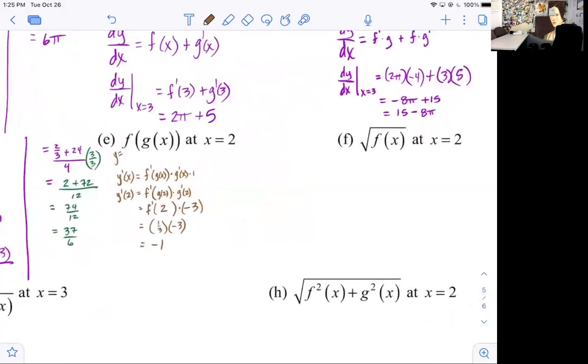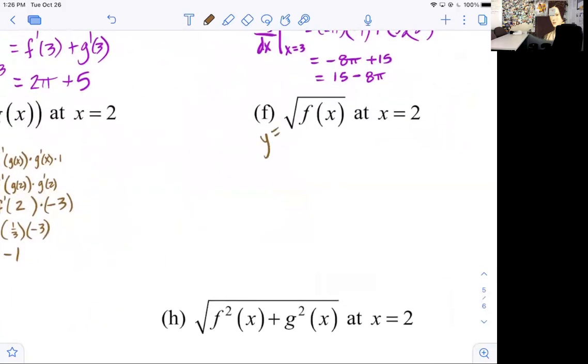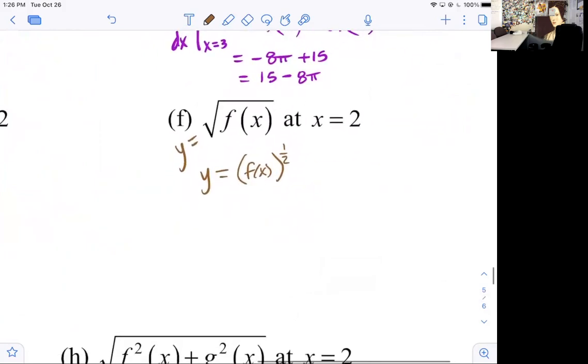All right, letter F. We got the square root of F of X. So let's call that Y equals. Got to rewrite that, right? Y equals F of X all to the 1/2 power, right? Now that's going to be a chain rule. So I'll go back to Leibniz notation, dy dx. Working from the outside in, blob to the 1/2 becomes 1/2 times blob to the -1/2. And then the blob gets rewritten times the chain rule, the next link in the chain, the derivative of F is F prime of X. Good.